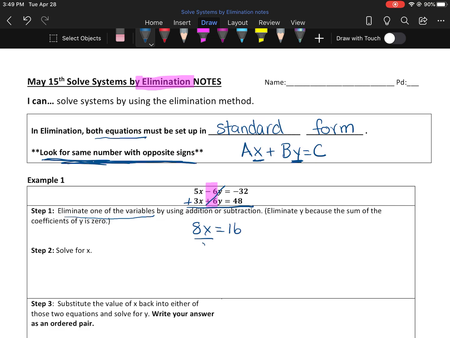And now I want to solve for x. So divide both sides by 8. x is equal to 2. But remember, just like with graphing, just like with substitution, we're looking for an ordered pair.